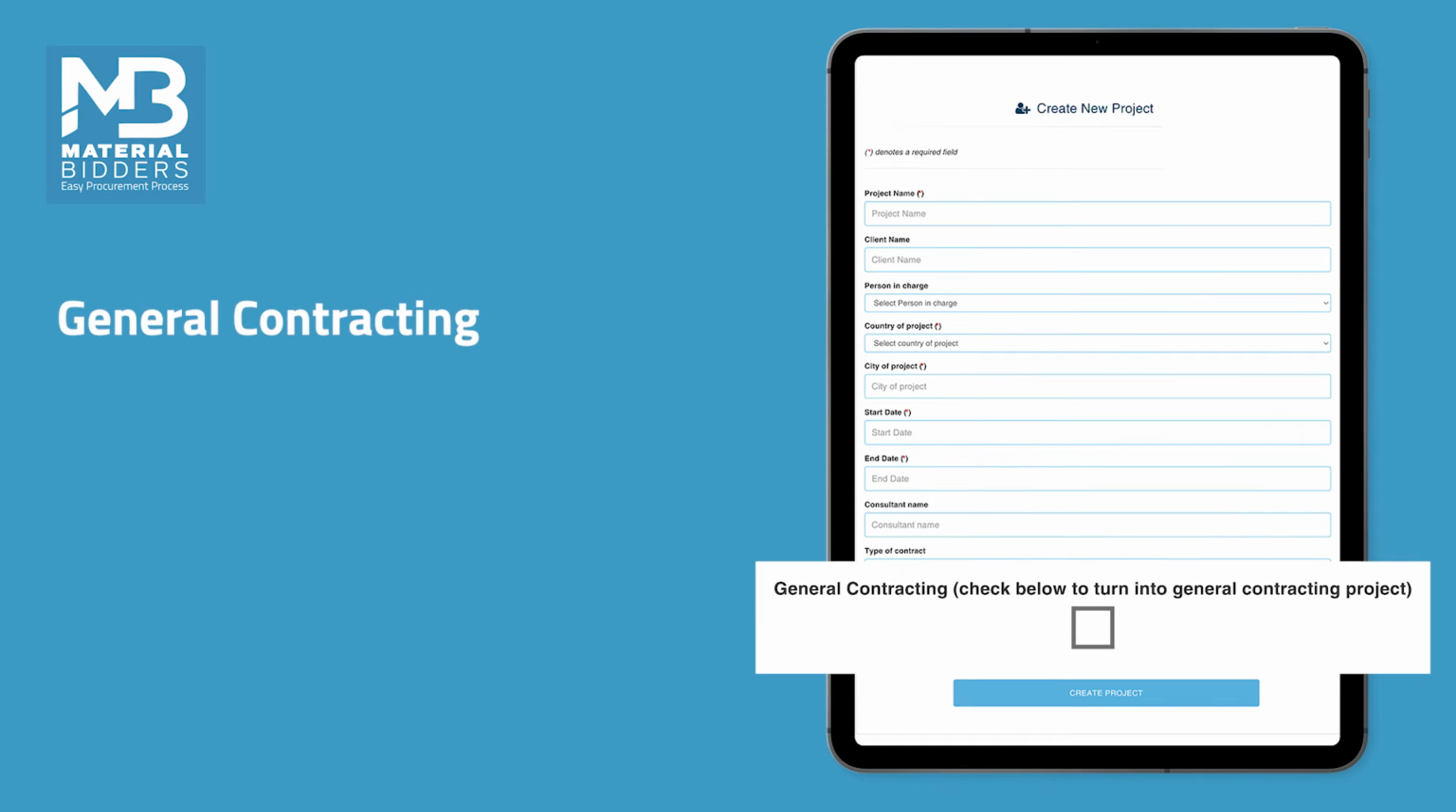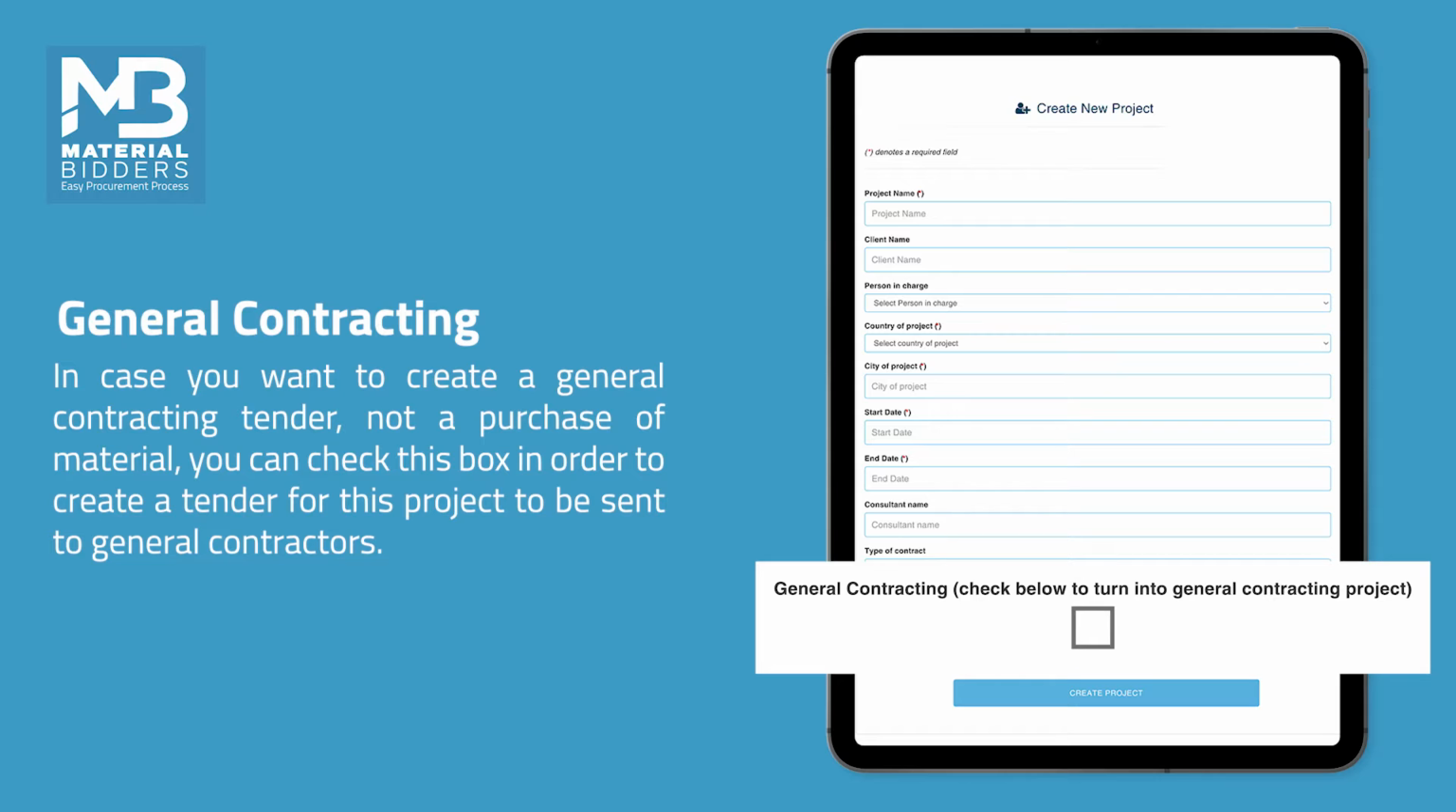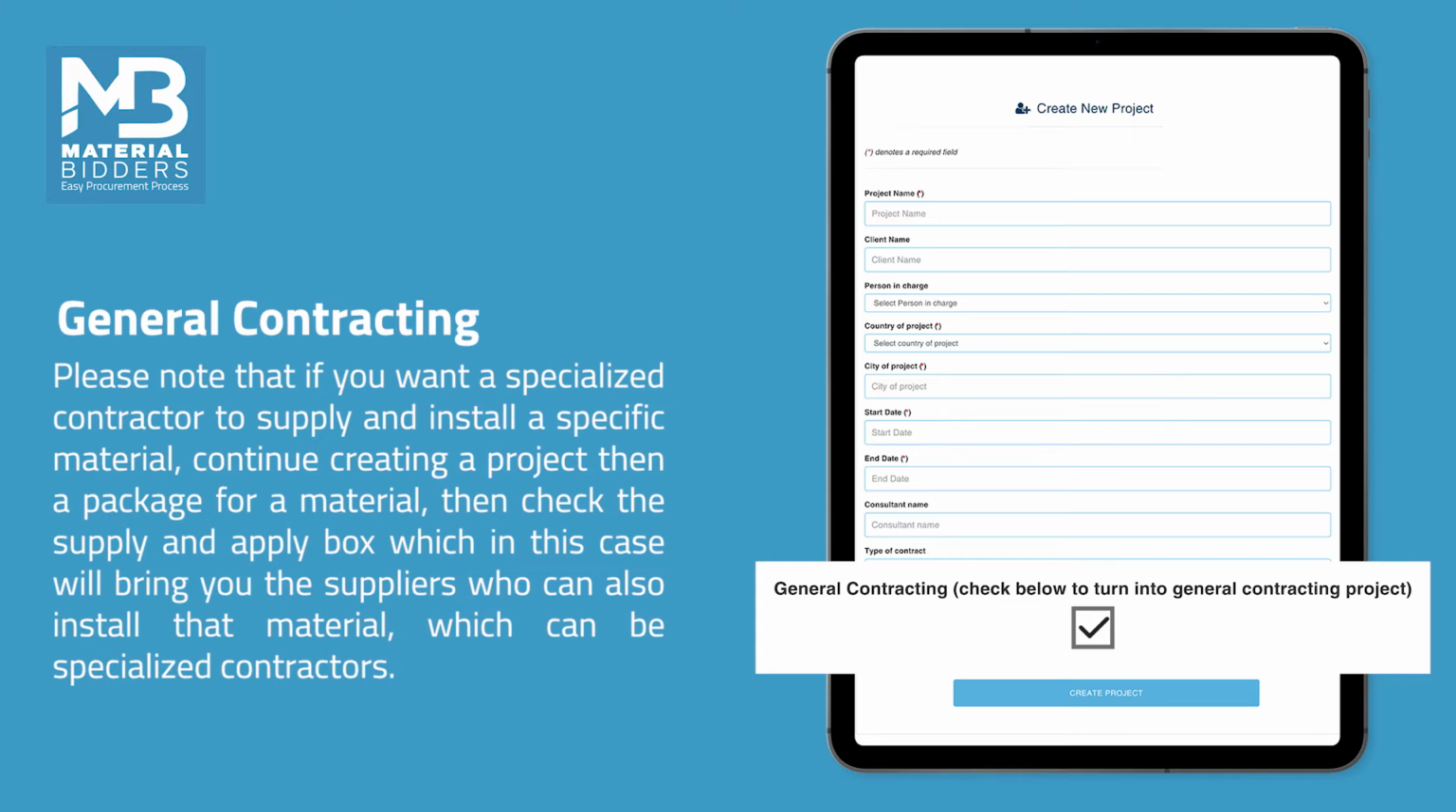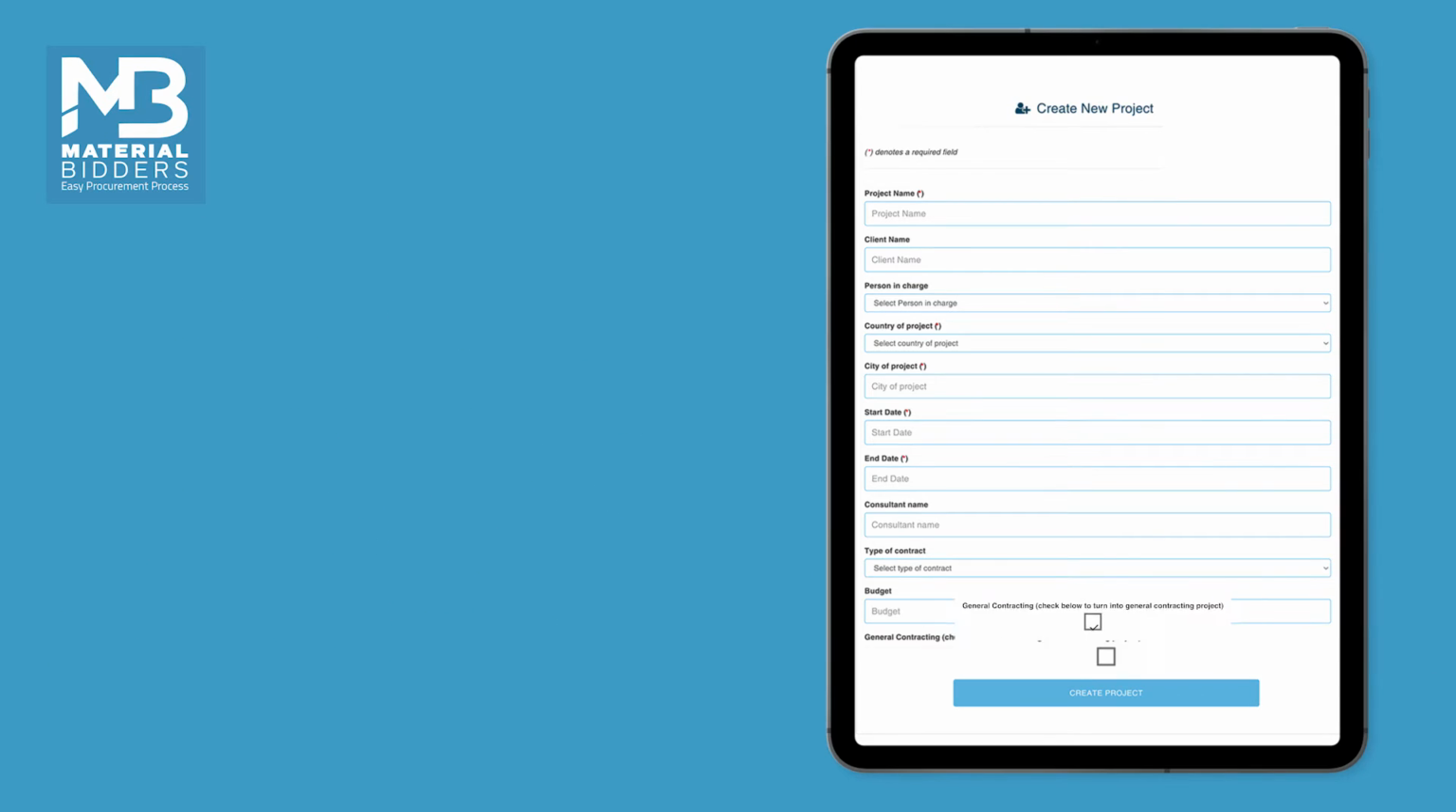General contracting. In case you want to create a general contracting tender, not a purchase of material, you can check this box in order to create a tender for this project to be sent to general contractors. Please note that if you want a specialized contractor to supply and install a specific material, continue creating a project then a package for a material. Then check the Supply and Apply box, which in this case will bring you the suppliers who can also install that material, which can be specialized contractors.